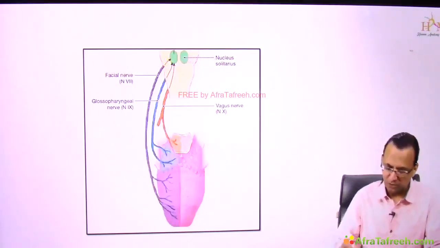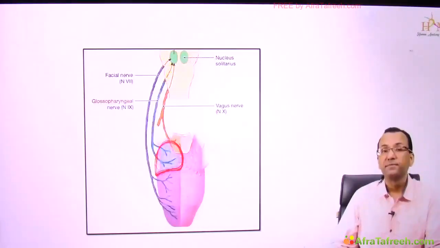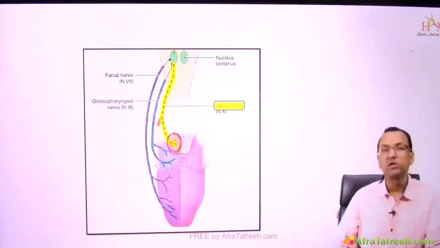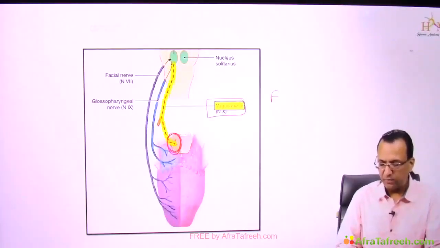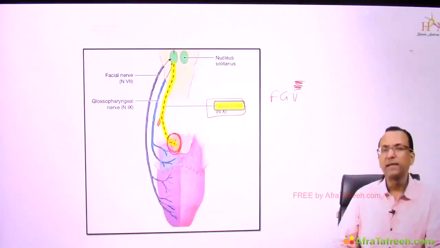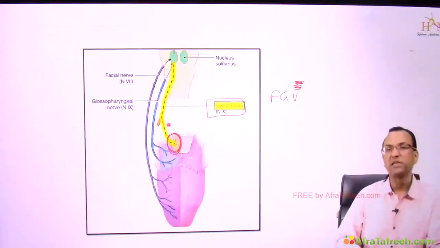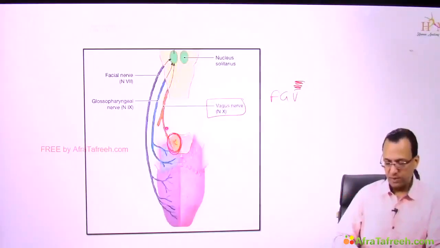Yes. What about the posterior 1/3 of the tongue? For the posterior 1/3 of the tongue, you have the glossopharyngeal nerve. And what about the posterior most tongue? Not only the posterior most tongue, but also the epiglottis. It's the vagus nerve. FGV, the vagus nerve. So for the epiglottis or the posterior most of the tongue, the taste sensation is carried by the vagus nerve towards the tip of the nucleus tractus solitarius.